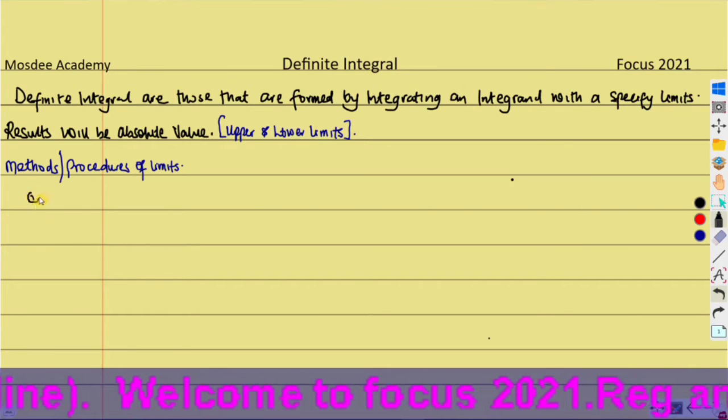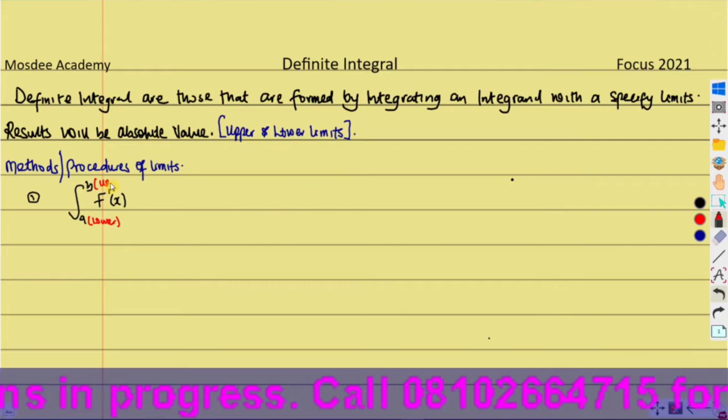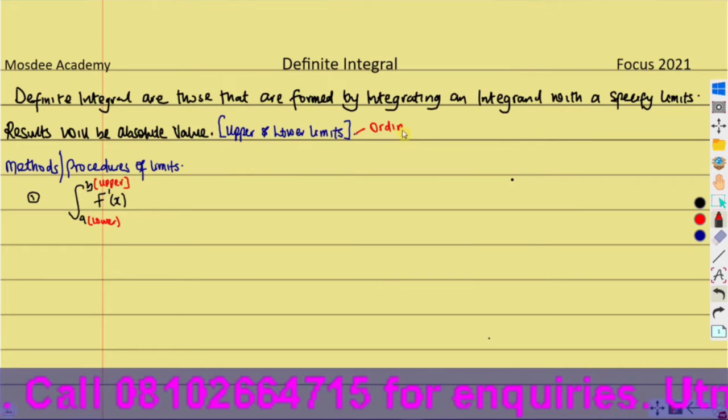Maybe we have a situation whereby, the standard definition we can give you, we have an integral with limits from a to b of f prime of x. What we have written here, under here, is called the lower limit, and this place is called the upper limit. Sometimes in mathematics it is called the ordinate, sometimes you might see it as coordinate. We still mean upper and lower ordinates. We're still talking about the same thing.